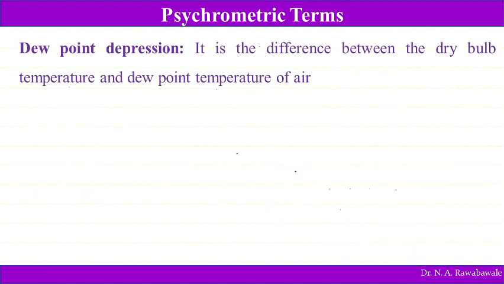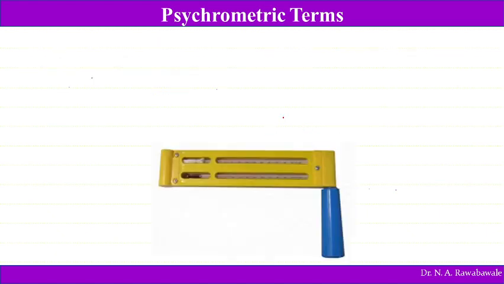Now, dew point depression. What is dew point depression? It is the difference between the dry bulb temperature and the dew point temperature. The DBT is higher, the DPT is lower. So this difference of dry bulb temperature and dew point temperature is known as dew point depression.